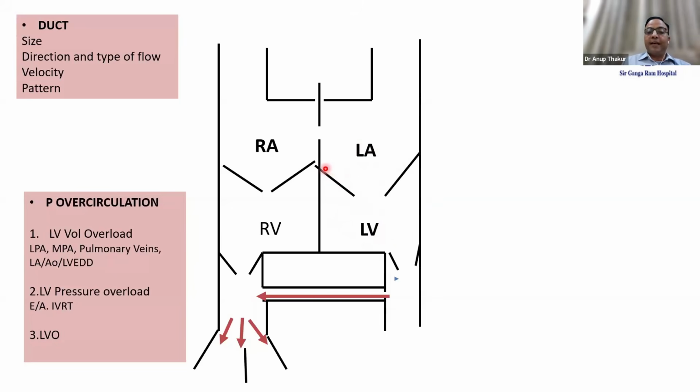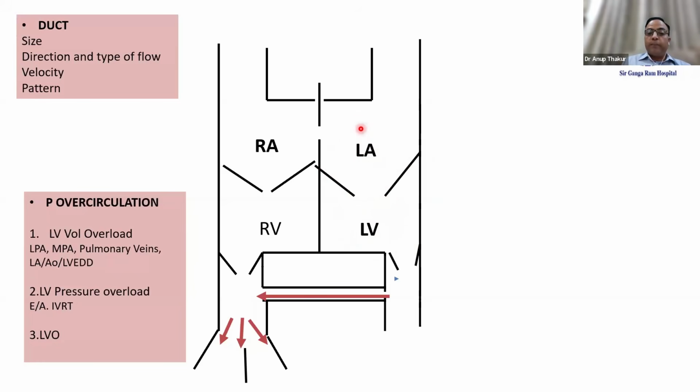So what happens when there is isovolumetric relaxation? The aortic valve is closed, the mitral valve is closed, the LV relaxes. But in PDA, there is so much blood pooled in here that the valve opens earlier, and therefore the time for the left ventricle to relax decreases. So there will be a decrease in the IVRT.